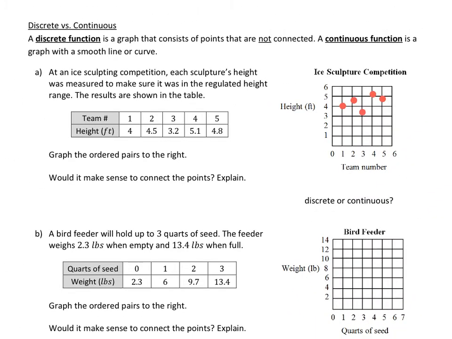Would it make sense to connect the points and explain? So we are talking about team numbers and the height of their sculptures. Would it make sense to make a line or any type of curve on this graph? For example, if you look at your x-axis, your independent variable, which is team number, would you have teams in between these numbers? Could I have a team 1.5 or 2.3, etc.? The answer is no. So would it make sense to connect these points? No. So let's go ahead and explain that.